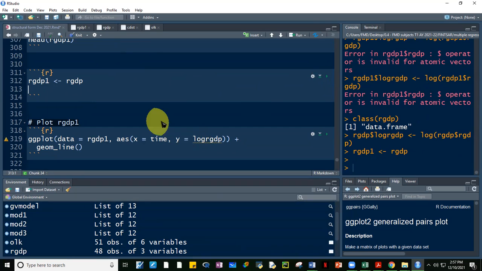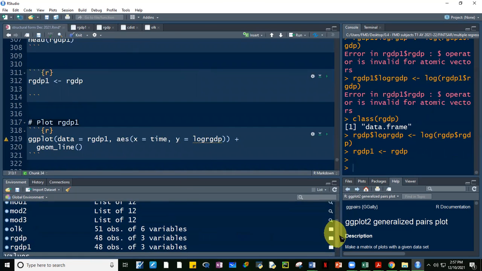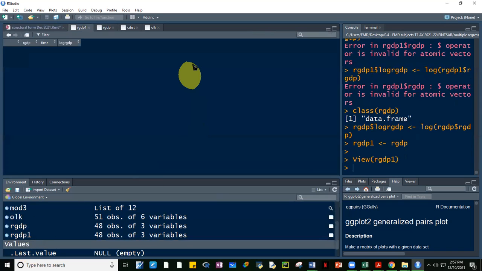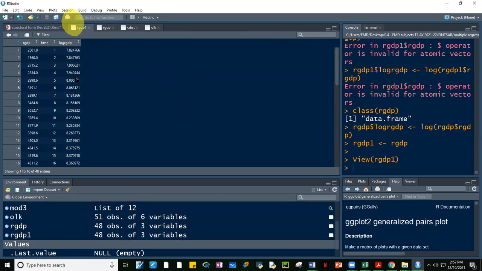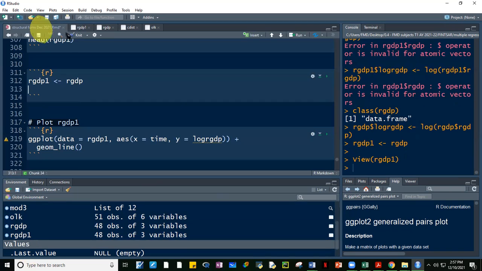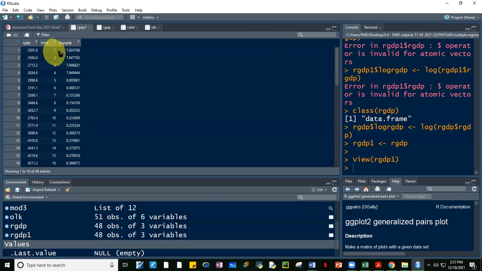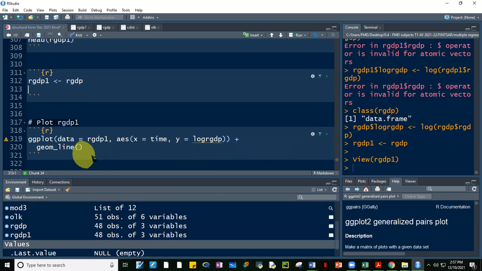So tingnan natin guys si RGDP1. Ito na ngayon si RGDP1. Okay, meron tayong RGDP, merong time, merong log ng RGDP. I did that guys para yung mga plot natin, hindi na babago yung pangalan. So dito ggplot data is equal to RGDP1. Ang x natin yung time, ang y natin yung log ng RGDP. Ito yung time x natin, ito yung y natin. Okay, and then geom_line.